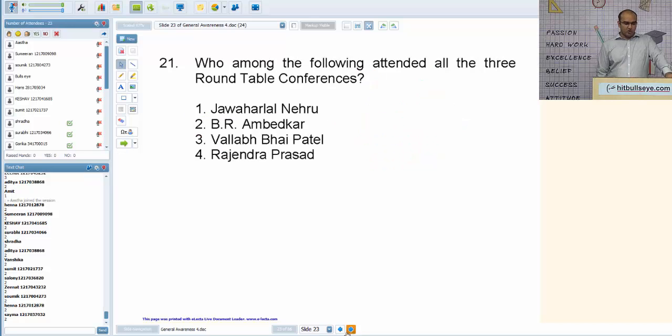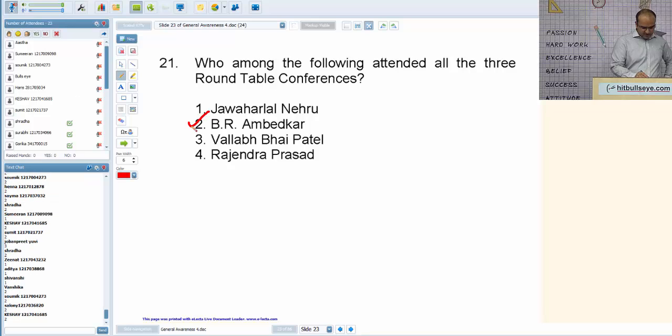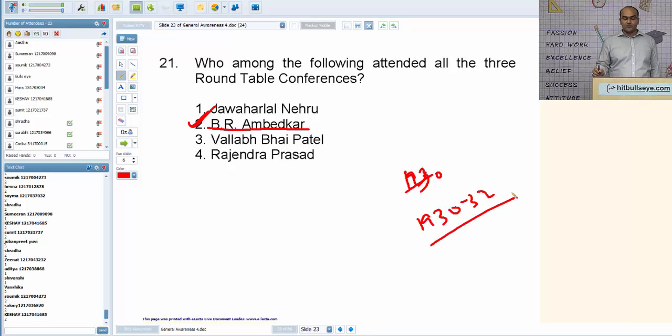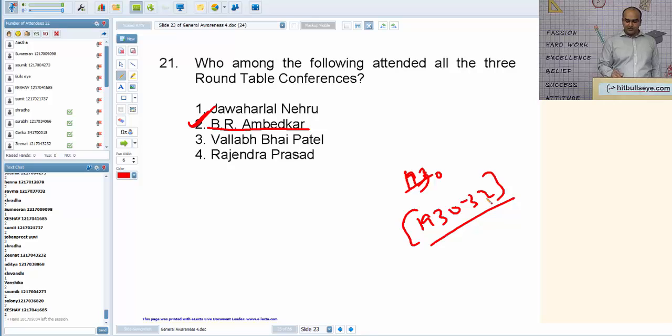Next question, who among the following attended all the 3 round table conferences? Perhaps this question is confusing a lot of you. Dr. B.R. Ambedkar is the only person to have attended all the round table conferences from India, right? Round table conferences took place in the years 1930 till 32, right? The basic idea of these conferences was to study the recommendations of the Simon Commission, right?